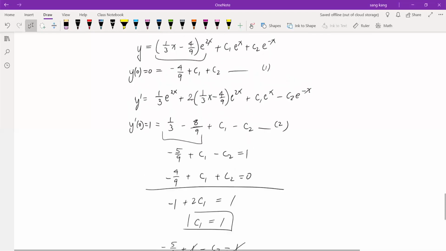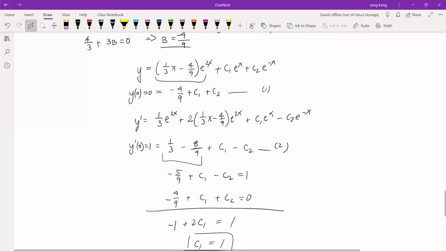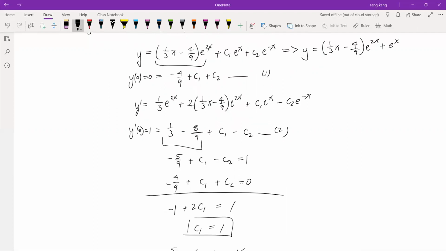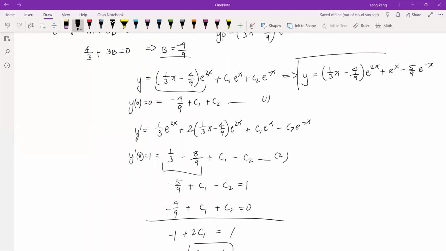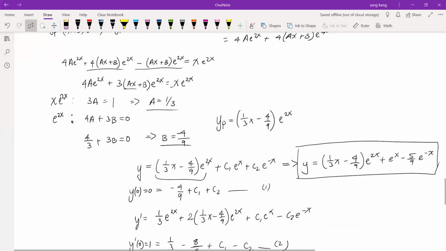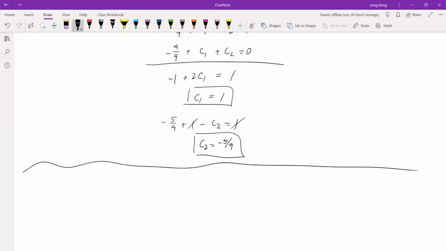So I plug these into my general equation. So I have (1/3 x minus 4/9) e to the 2x plus c1 is 1, e to the x, minus 5/9 e to the minus x. So here is the solution to my initial value problem. Okay, so the steps should be pretty clear. Algebra can get a little tedious and tricky, but the steps should be pretty straightforward at this point.